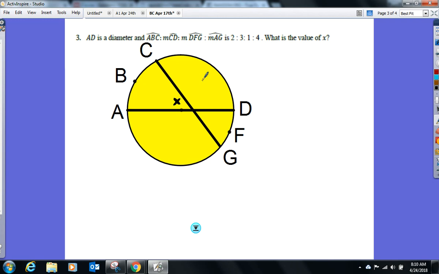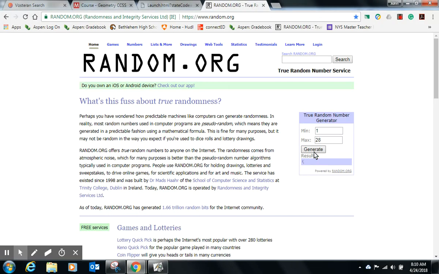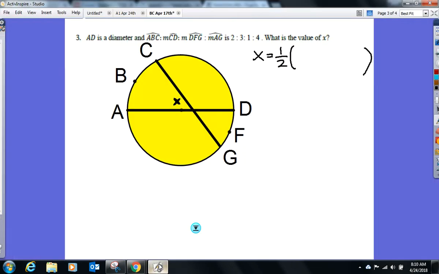Before I deal with any of the numbers up here, in terms of arcs, I'm going to take 1/2 of 2 arcs added up. Forget about the measures and the ratios that are up there. What 2 arcs am I going to add together and take half of? ABC, which belongs to angle x, plus its vertical angle's arc, DFG. All right, that's our plan.